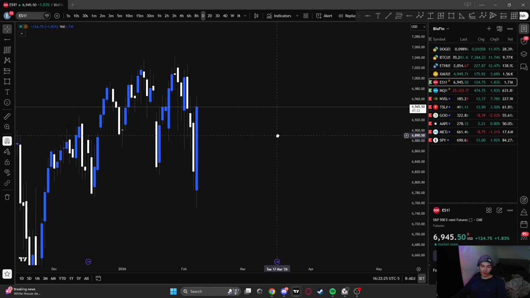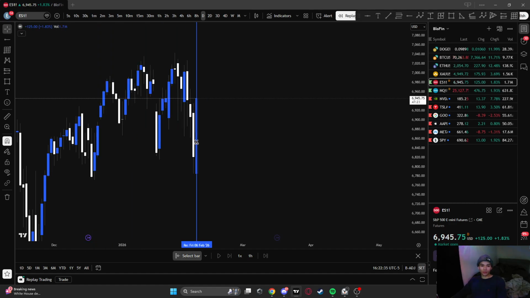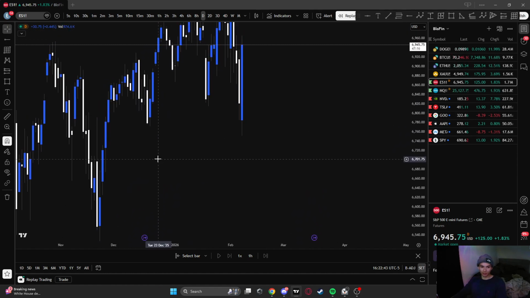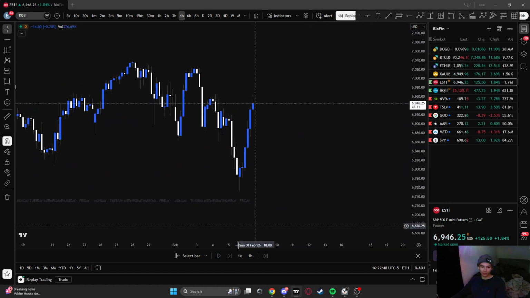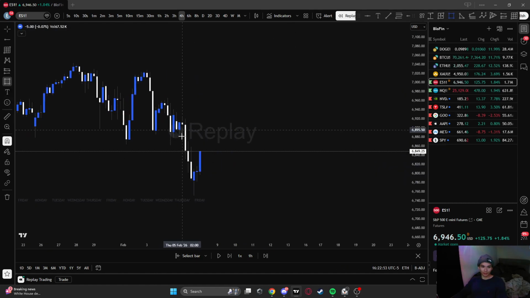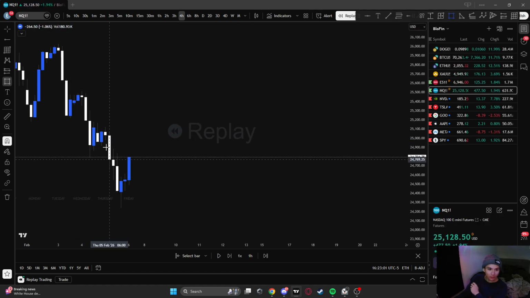We got price had swept all this high time frame liquidity on the daily. Go to the 4-hour. Right here, here's this 4-hour gap that has been unfilled on both indexes.